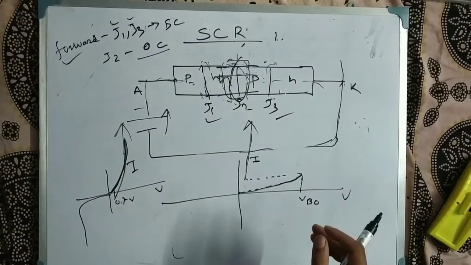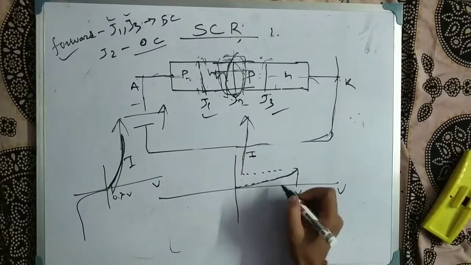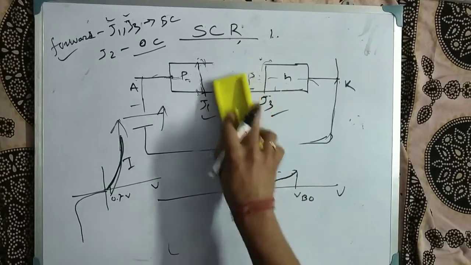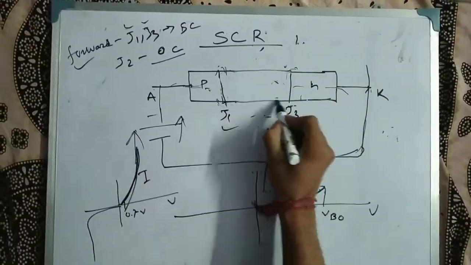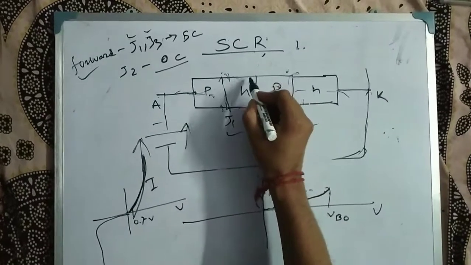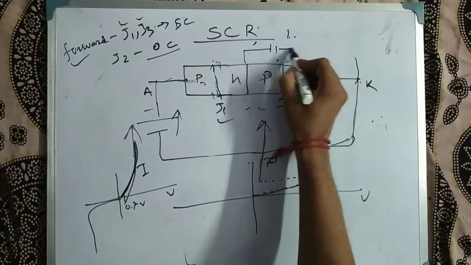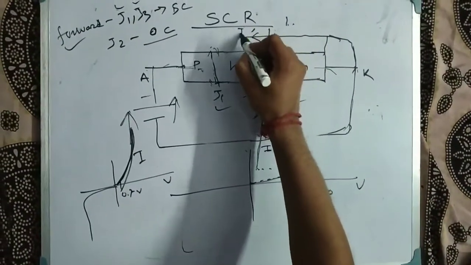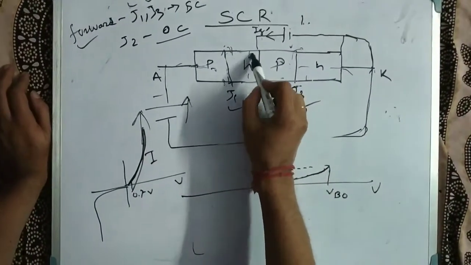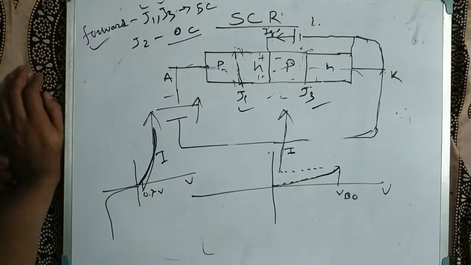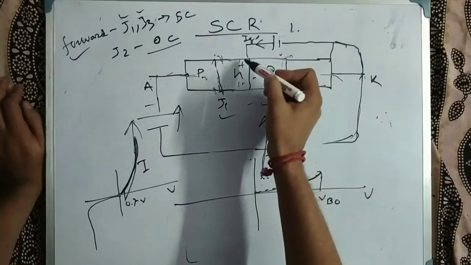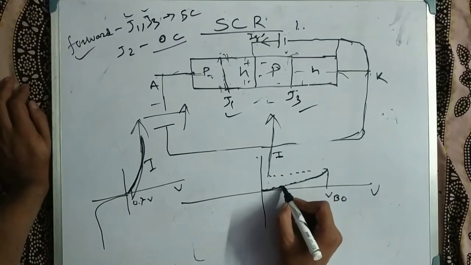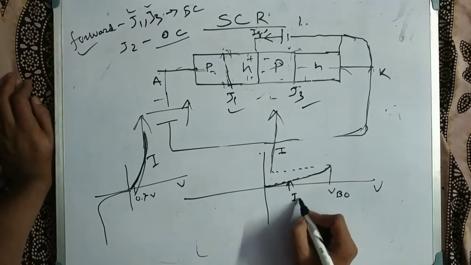So now we can see, if gate current is given, what will happen? Let me draw it again. If gate current is given, the gate current neutralizes these positive and negative charges, the barrier potential. The higher the gate current, the faster the neutralization. So if we increase the gate current, what will happen?